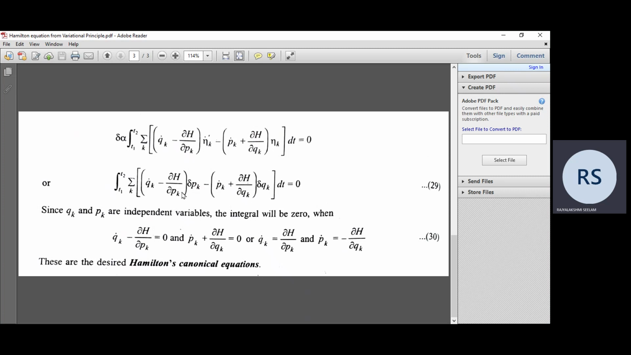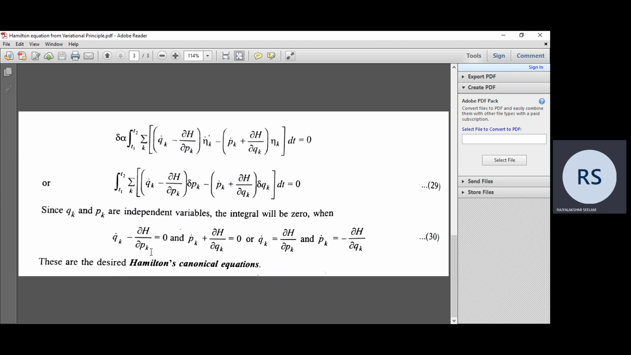Here qk and pk, these two coordinates, are independent variables. They do not depend on anything. So the integral will become 0 when this coefficient equals 0 and this coefficient equals 0. Because these two coordinates are independent, the integral will be 0 when the coefficient of δpk equals 0 and the coefficient of δqk equals 0.